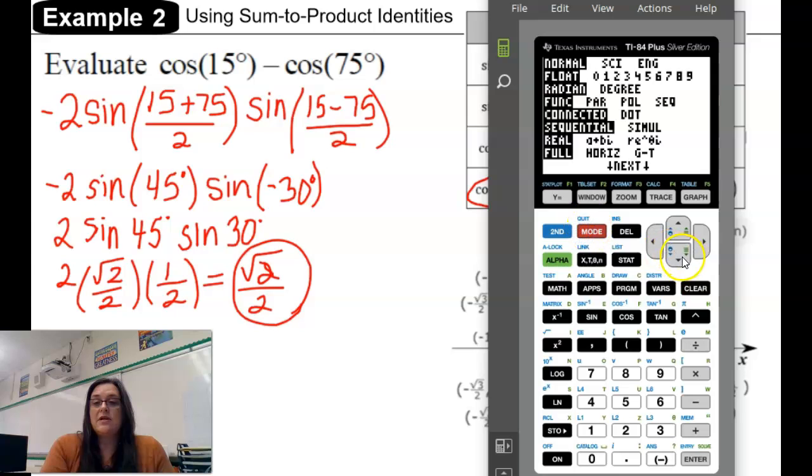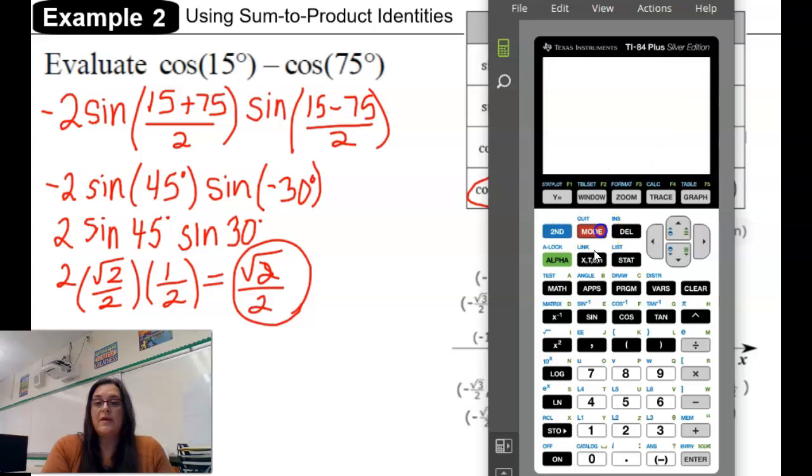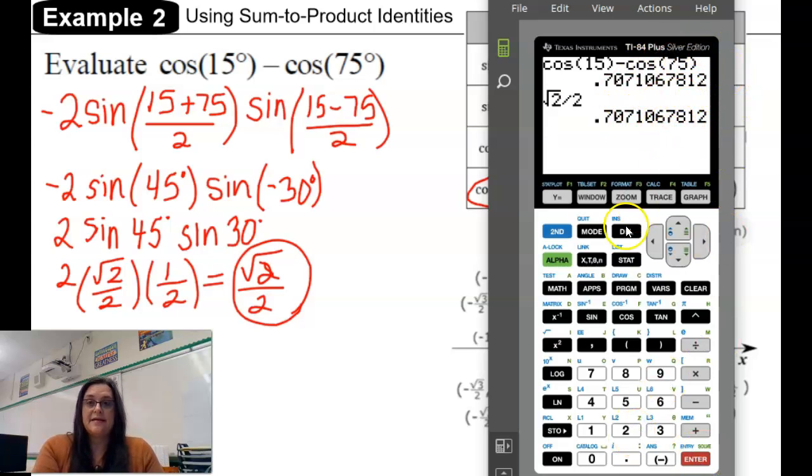So we want to change from radian to degree mode, and we're going to evaluate the cosine of 15 degrees minus the cosine of 75 degrees. And then we'll compare that to the answer we got, which was the square root of 2 over 2. And we see that the decimals are equivalent, so we know our answer checks.